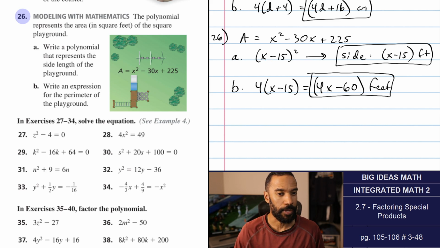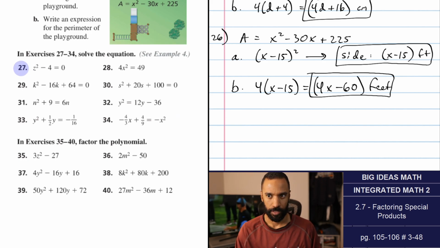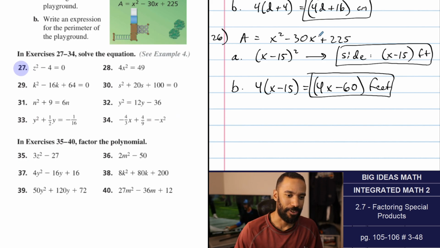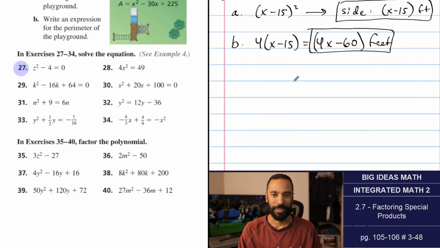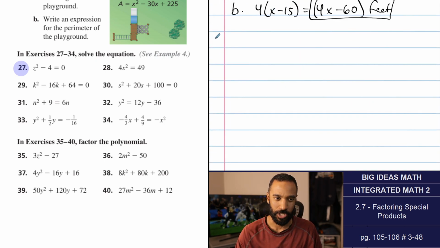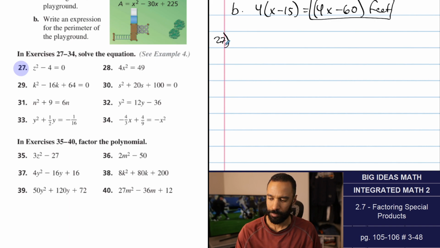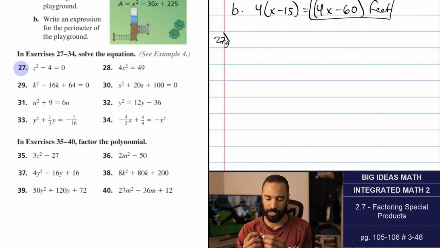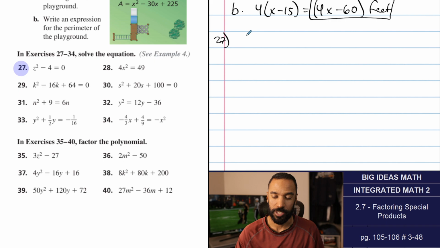We finished 26, right? Let's move on to numbers 27 to 34. Solving the equation. Oh, I see what's coming after on 35 to 40. Perfect. Okay. Anyway, numbers 27 to 34. Oh, shoot. I must have messed up my stylus here. I might fix something else and pause again in a second.